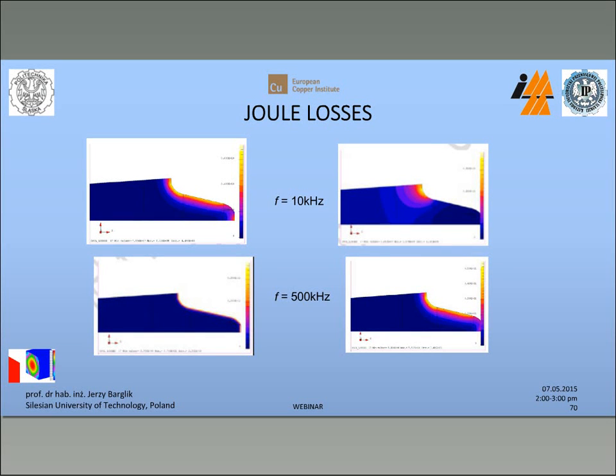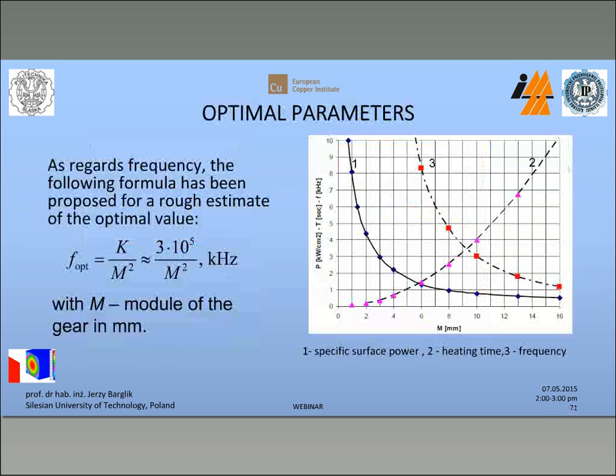And we have here a calculation example, heating by medium frequency, 10 kilohertz, and by high frequency, 500 kilohertz, and you will see the distribution of temperature within the hardening layer. And if we look at optimal parameters, at the beginning we should use a very simple formula. So optimal frequency depends on the square of module, and you will also see the dependence of specific surface power, heating time, and frequency on module of the gear wheel.